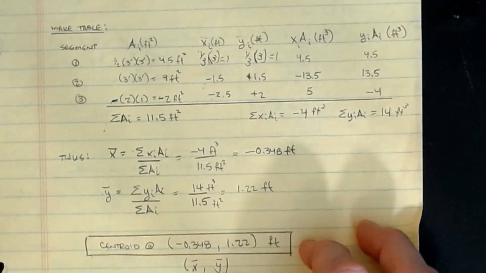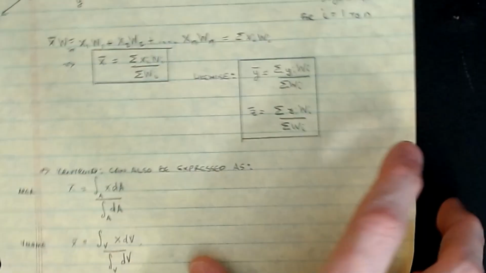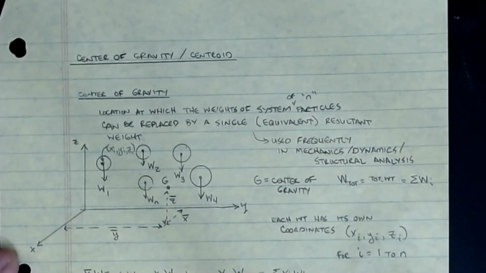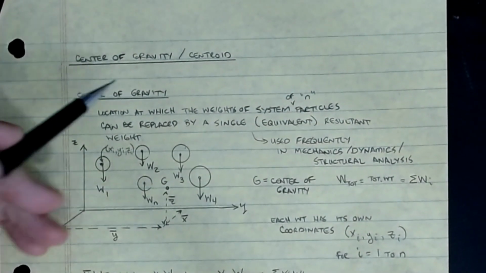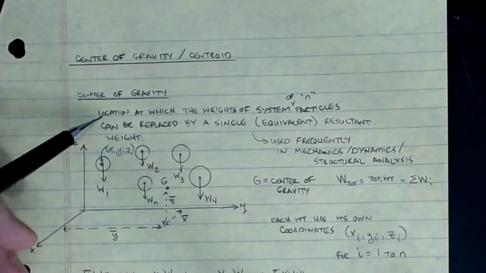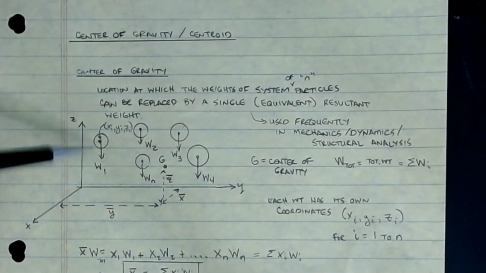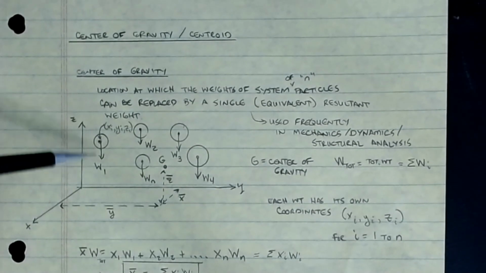In the next video we'll show you how to do integration, and we'll talk a little more about some other types of centroids that you might see. The center of gravity, or the centroid, is the location at which the weights, so center of gravity would be where our gravitational value is located.